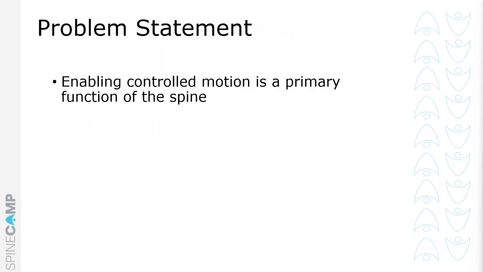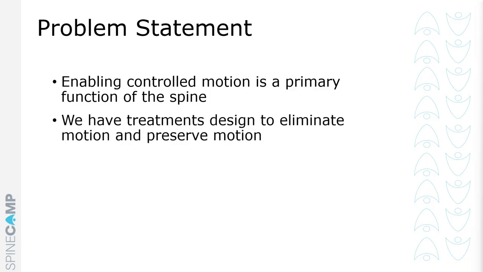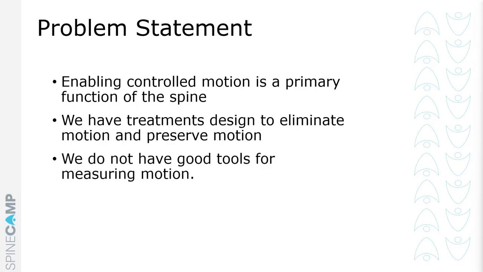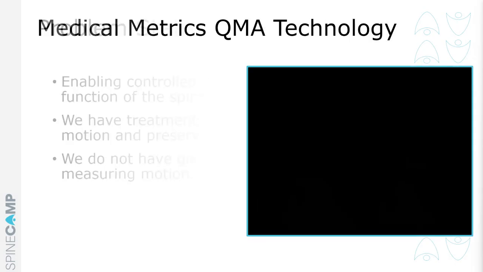So we start off with a problem statement, right? Enabling controlled motion is a primary function of the spine. Okay, we get that. And we have treatments designed to eliminate motion and preserve motion. But we really don't have good tools for measuring that.